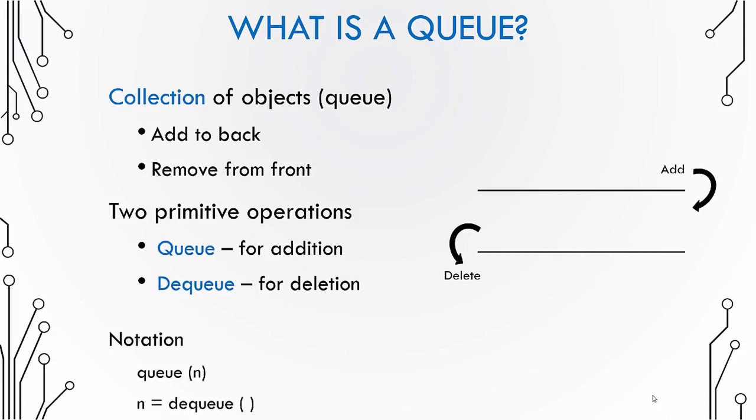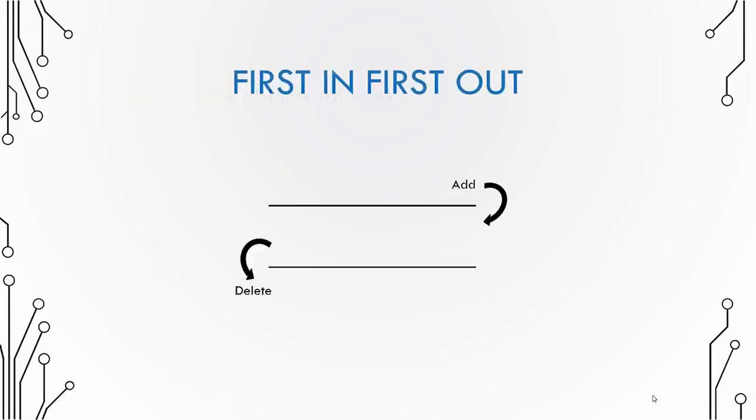And the notation for queuing and dequeuing is quite simple. You just write queue and pass the number or the object that you want to queue. It adds the object to the queue. And to delete an object, you use the dequeue function, which usually returns the object that has just been deleted from the queue. A queue is a first in, first out data structure. What does that mean? Well, it means that the object that you add to the queue first will be the one to go out of the queue first.